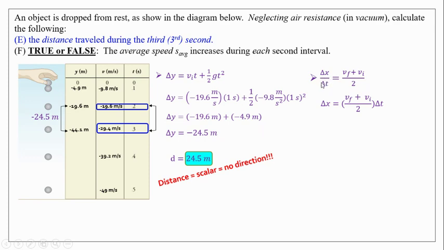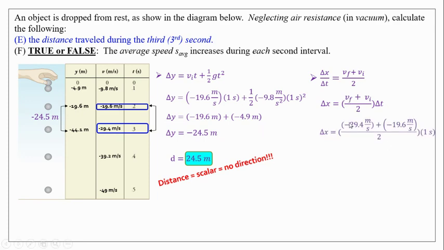To get delta x by itself, just multiply both sides by delta t. That'll get rid of the denominator delta t on the left hand side, but then multiplying the right side by delta t would give us a function that looks like this. So really it's just vf plus vi divided by 2, and then we're going to multiply that whole quantity by delta t. So make sure you do your algebra correctly.